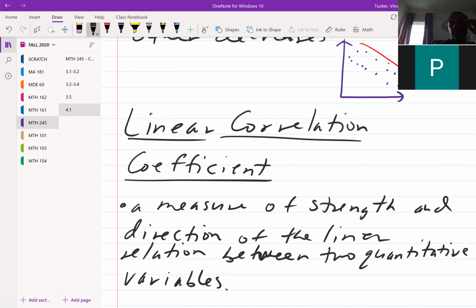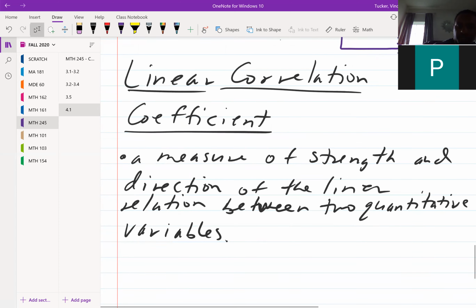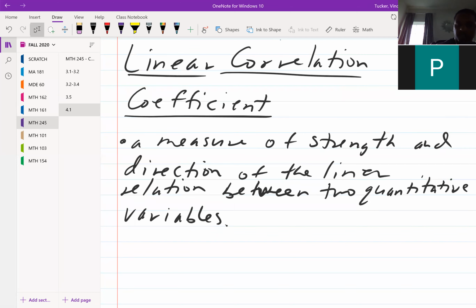All right, so your linear correlation coefficient is a measure of strength and direction of the linear relation between two quantitative variables.